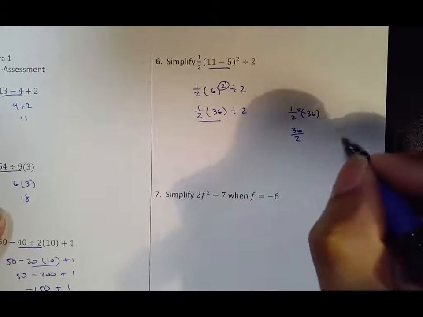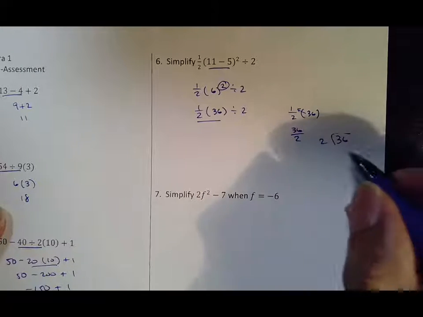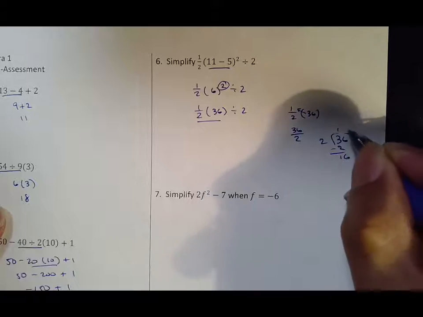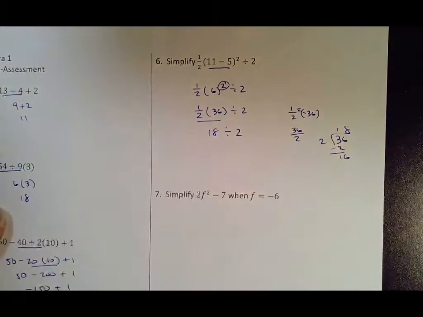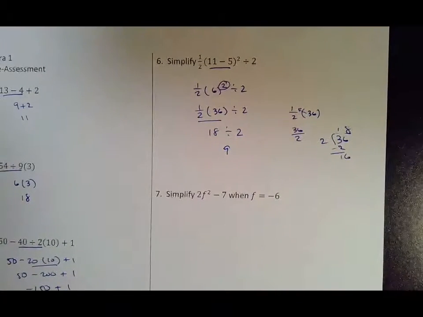And if you don't know what 36 divided by 2 is, do it the old-fashioned way and do the long division. 2 goes into 3 one time without passing it up. 2 goes into 16 8 times. 18 divided by 2, and 18 divided by 2 is 9.